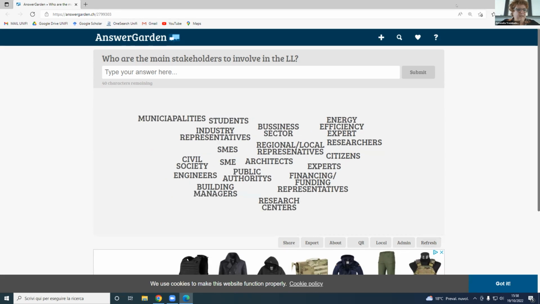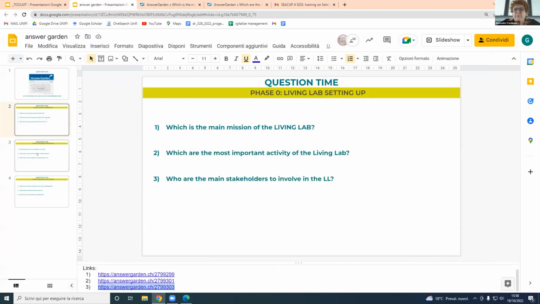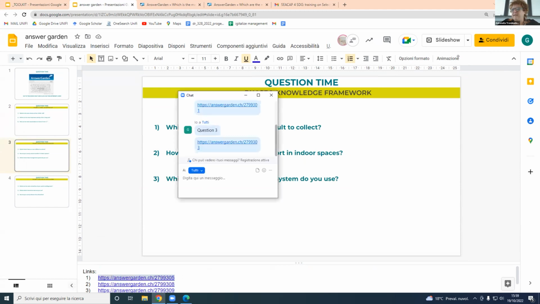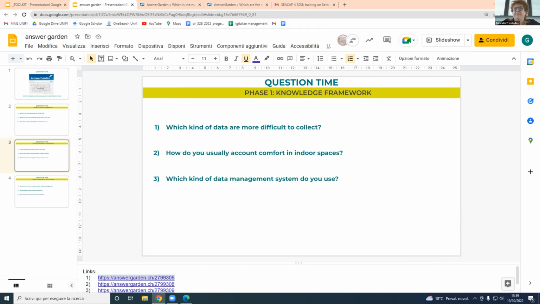Okay, I think we can complete this first group of questions related to the Living Lab, and we ask a few minutes more to complete another answer garden related to the first phase, about the knowledge framework.